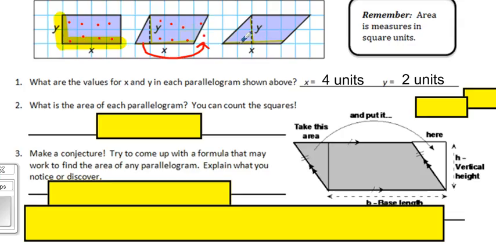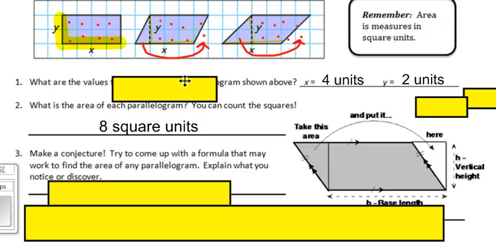And I'm going to visualize the same thing here. I'm going to pretend that this triangle is tucked into this white space. So it would be 1, 2, 3, 4, 5, 6, 7, 8. So the area of each parallelogram is 8 squares.